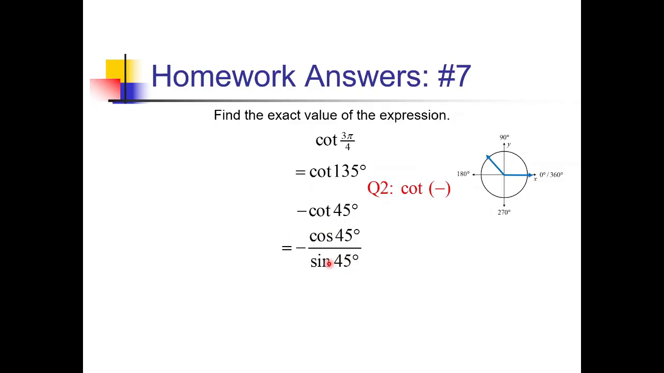Cosine and sine of 45 are both radical 2 over 2. Since I'm essentially dividing something by itself, this comes out to negative 1. Now, another way you could have done this, you might know that the tangent of 45 is 1, and this is really just negative 1 over tan of 45, so that's another way of arriving at negative 1.